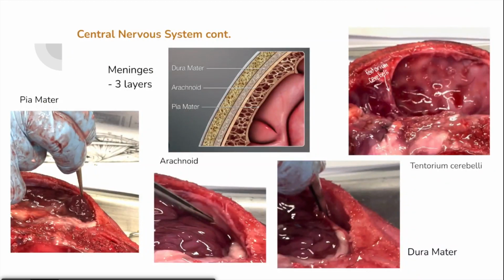And the meninges are the three membranes that surround the brain. The innermost is the pia mater, which you can see in this picture. And then the middle one is the arachnoid, and it has webbing and it contains the cerebrospinal fluid, and the outermost one is the dura mater. And then the tentorium cerebelli is what separates where the cerebellum and the cerebrum are held.